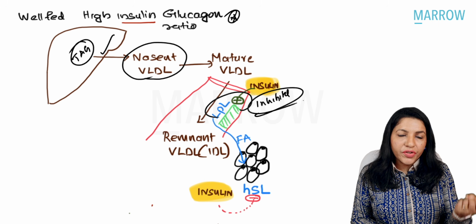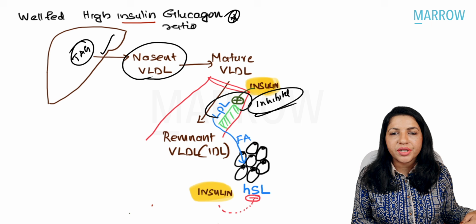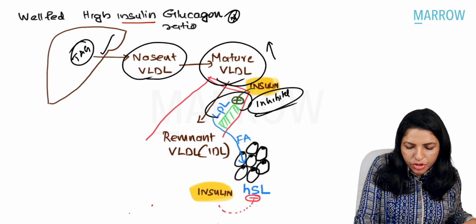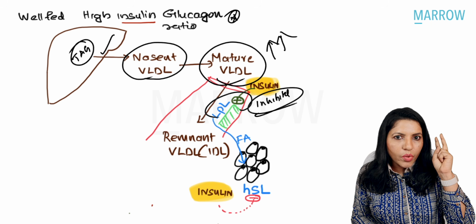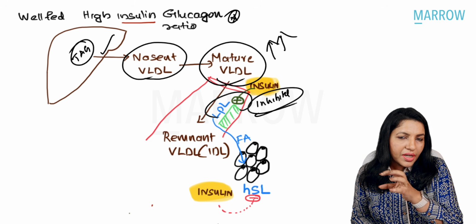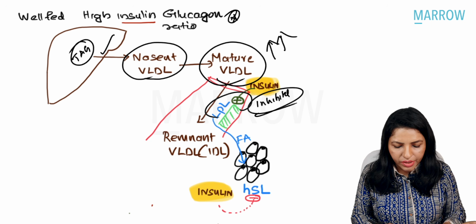So if it is inhibited, what will happen? This conversion of mature VLDL to remnant VLDL will not take place. So what will accumulate? This mature VLDL accumulates. Number one. Number two, whatever is deposited in the adipose tissue, which was inhibited, like hormone sensitive lipase is inhibited by insulin, that is also not taking place.